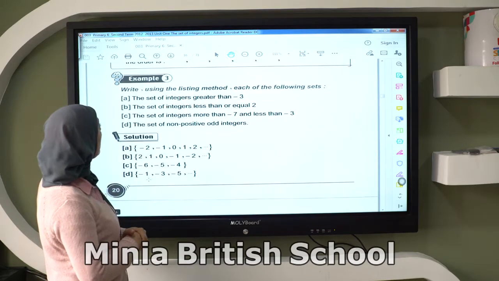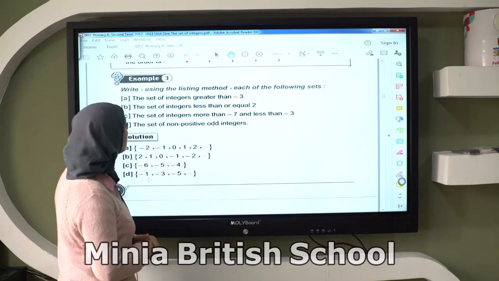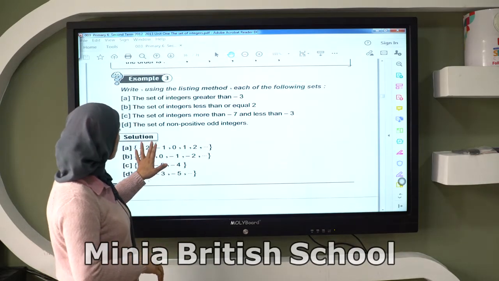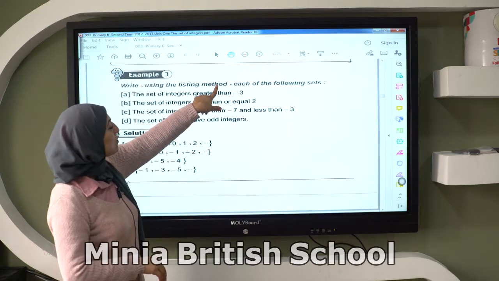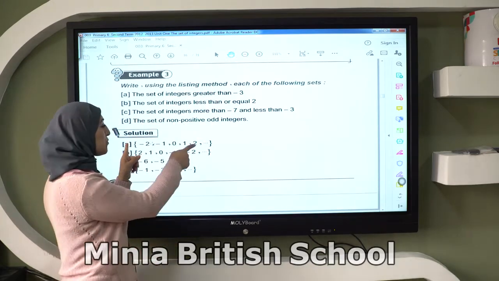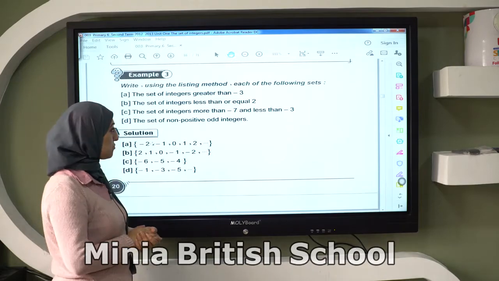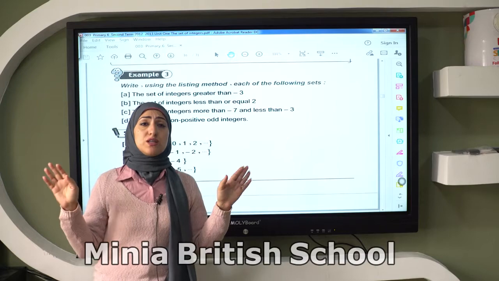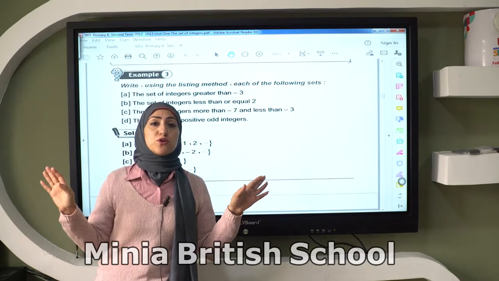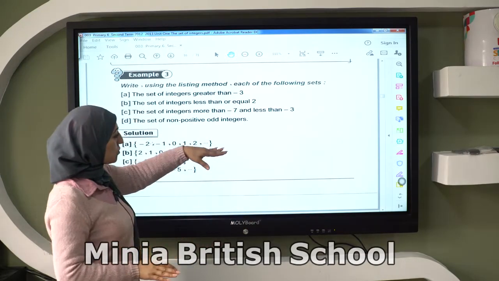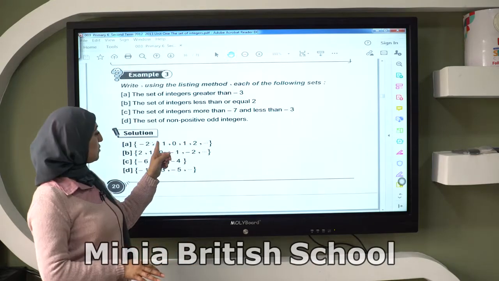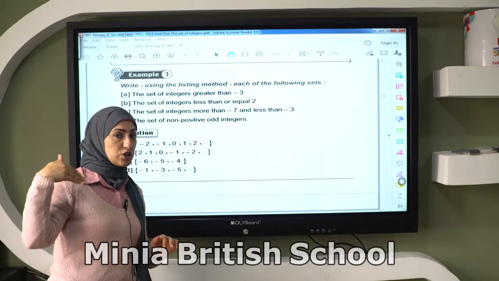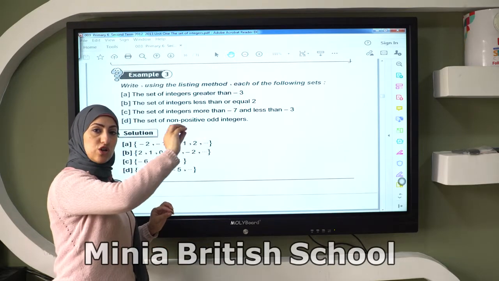Here, if I want to write the set of integers greater than -3 by the listing method, it means I have to put them in a set. In some questions, he asks you to represent them also on the number line. How? Draw the number line and put the elements on it, as we said in the last session, with bold dots.